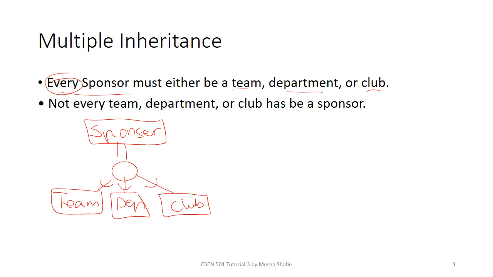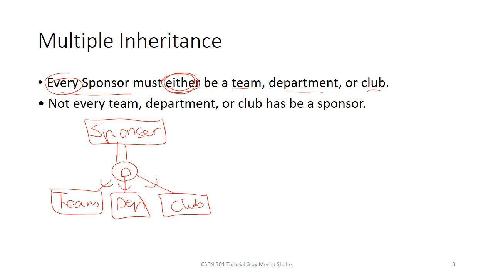Now, I must ask myself another question. Are they disjoint or overlapping? Can a team be a department, or a department be a team, or a department be a club, and so on? Or is it either or? Because I have the word either, I'm sure that it's a disjoint relationship, because a team cannot be a department, and a department cannot be a team, and vice versa with the club. So this is for the single inheritance.